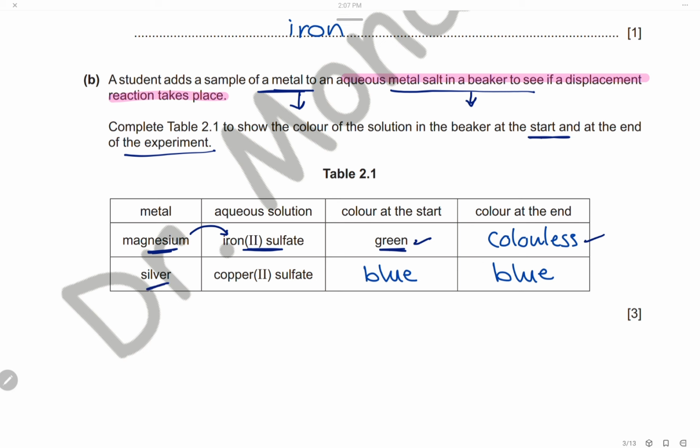Second one, the metal is silver and the solution is copper sulfate. Copper sulfate is blue, so the starting color is blue, and because silver is less reactive than copper, it cannot displace copper, so the solution will remain blue and the color at the end will also be blue.